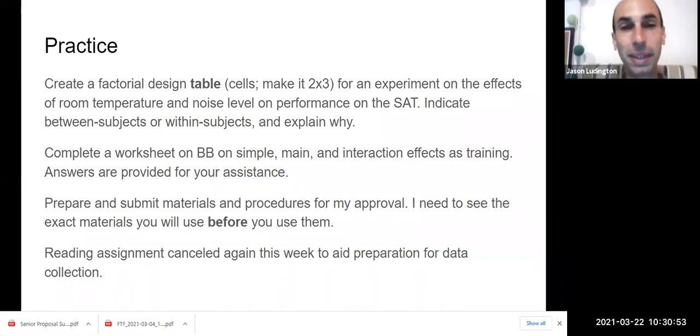And please complete it, everyone. We need as many participants as possible. So be a good participant and complete one another's studies so that every group has as many participants as possible.